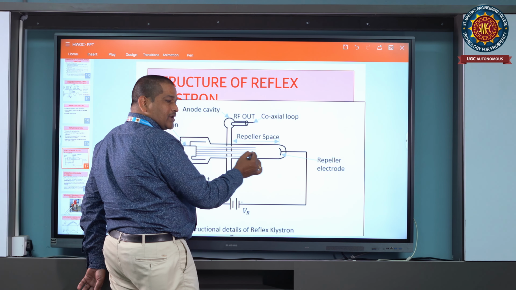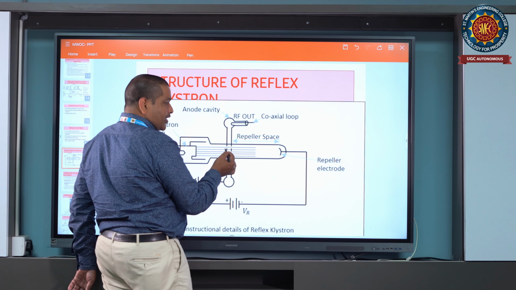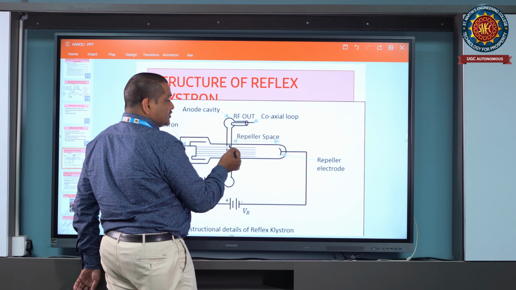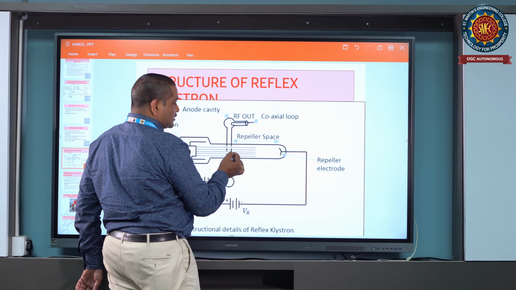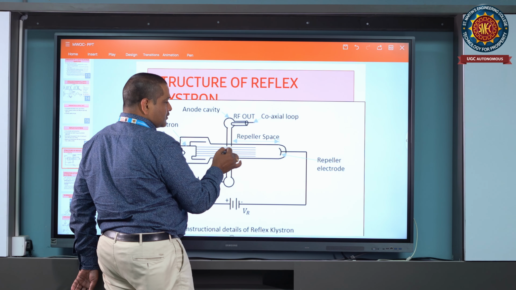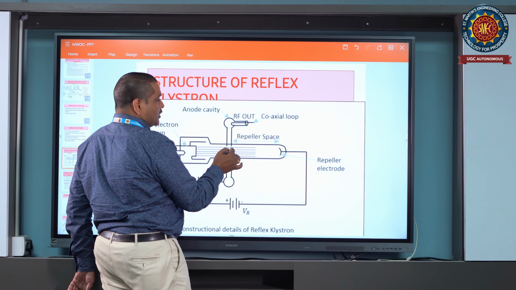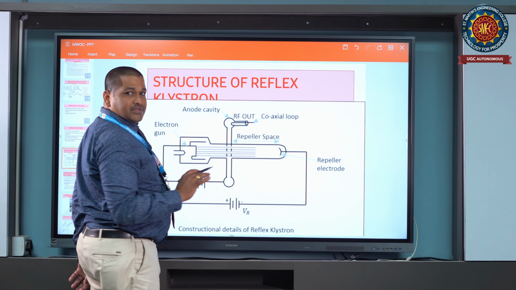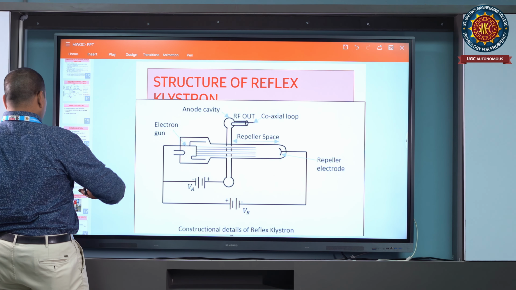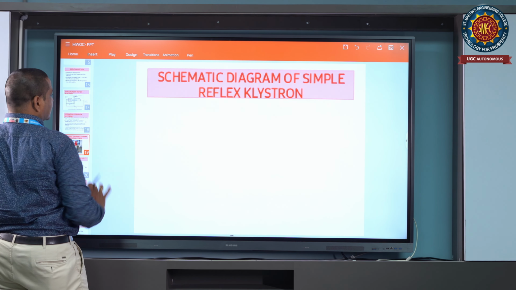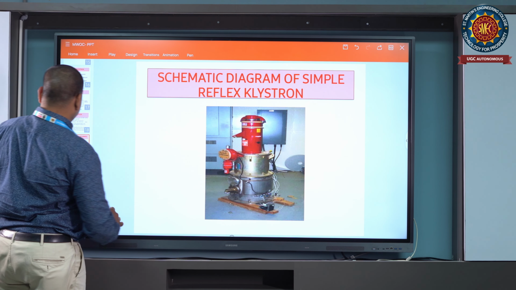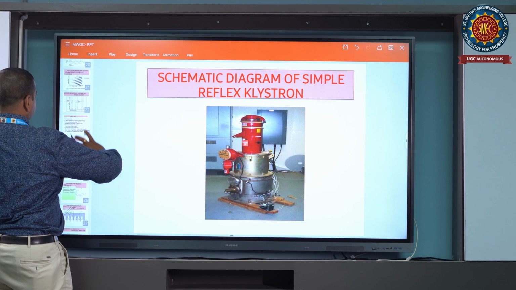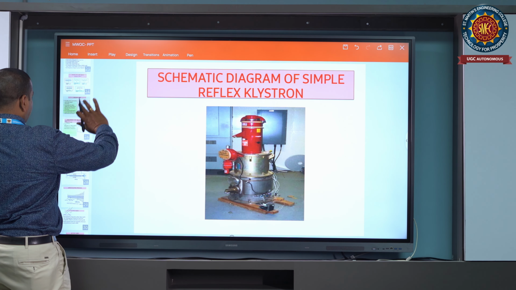Three electrons will be traveling. The first electron will be repelled first, the second electron will be repelled next, and the third, which is unable to move into the repelled space, will meet these electrons in the cavity for the second time. So all these electrons will meet in the same cavity for the second time. You can see the structure of the magnetron like this. Now I will show the M-type tubes.